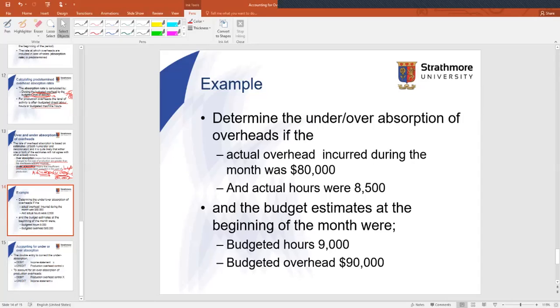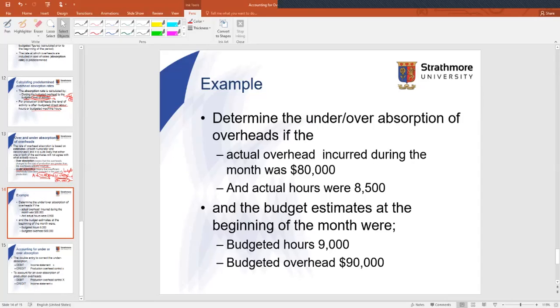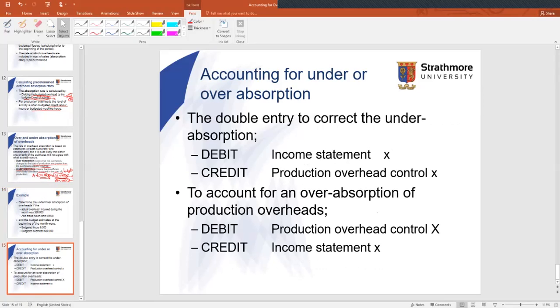That's how you determine whether you have a case of overabsorption or a case of underabsorption, by comparing what the actual overhead incurred was versus the budget versus what was actually absorbed. Now, how do you account for the case of either overabsorption or underabsorption?